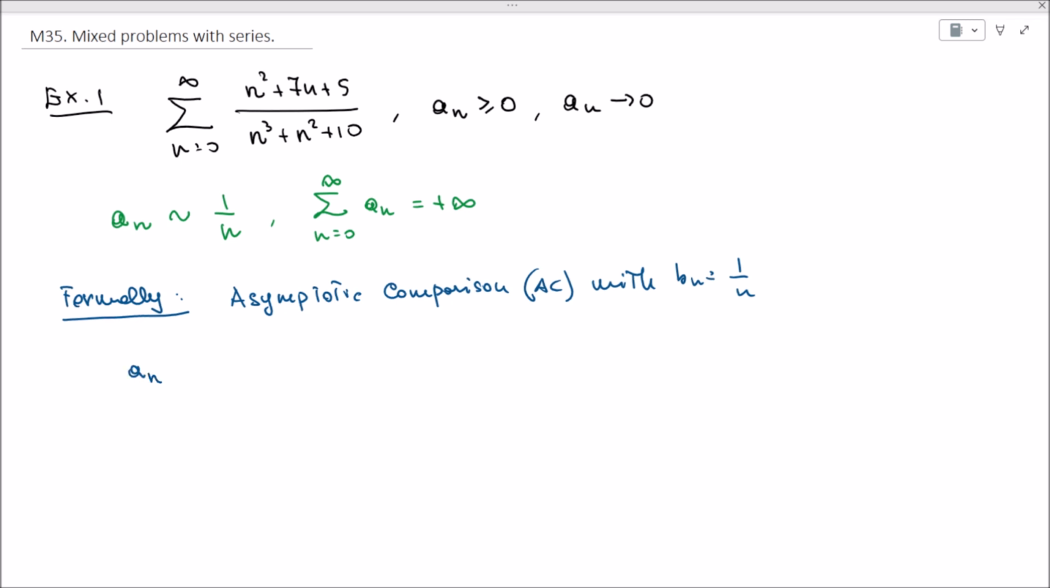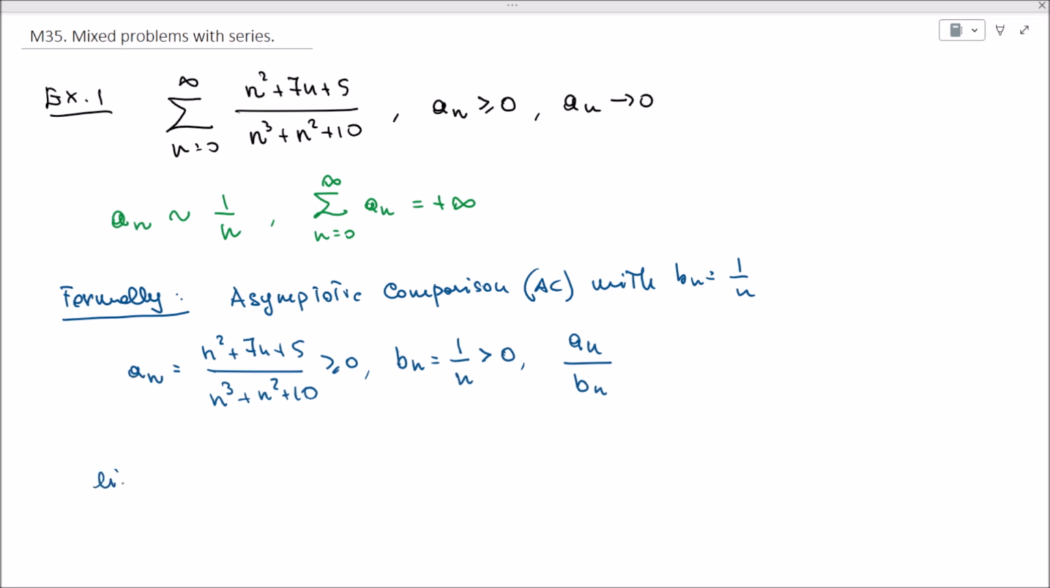We have that a_n, which is n squared plus 7n plus 5 divided by n cubed plus n squared plus 10, is larger than or equal to 0. We have that b_n, which is equal to 1 over n, is of course always larger than 0. So the last thing we need to do is see what is the limit of a_n over b_n. And if we get this limit to be a positive real number, then we can conclude that the series built on top of a_n will have exactly the same behavior as the harmonic series.